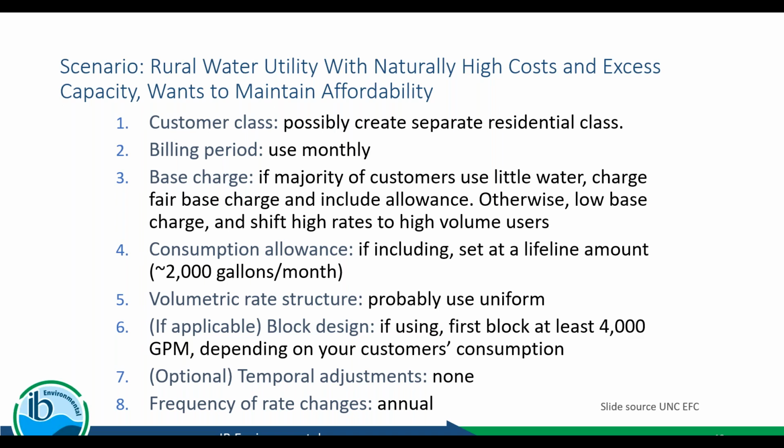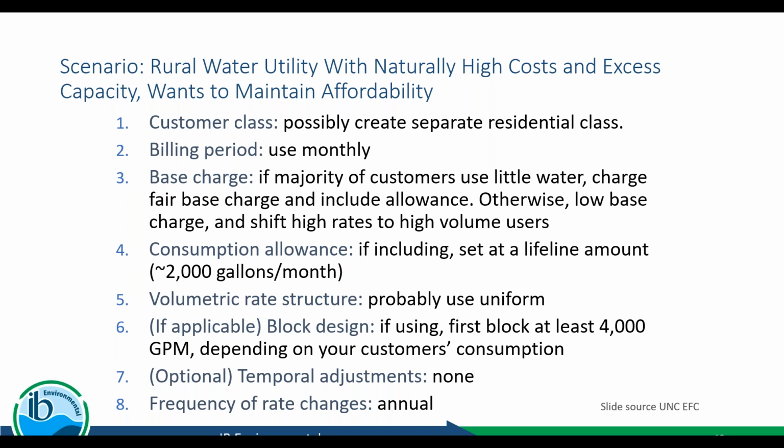And what you need to do is keep up with when they upgrade their billing software, even if it's after 20 years, and try to advocate for getting that option of a monthly bill in there. Base charges, we'll talk about exactly what base charges are if it's not apparent already from the name. But if the majority of customers, so we're pretending here this is a rural water utility that has high costs and extra capacity, and it's concerned about affordability, right?